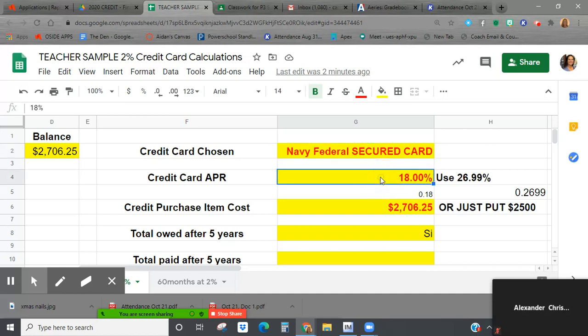And how do I convert this rate? I'm going to make it a 0.18 if it's 18%. Now, what if you didn't research a card or didn't finish these other parts? Please just use 2,500 as your balance for now, and please just use 26.99% as your rate, which will be 0.2699. So let's make sure that you're caught up to the same place with me now.